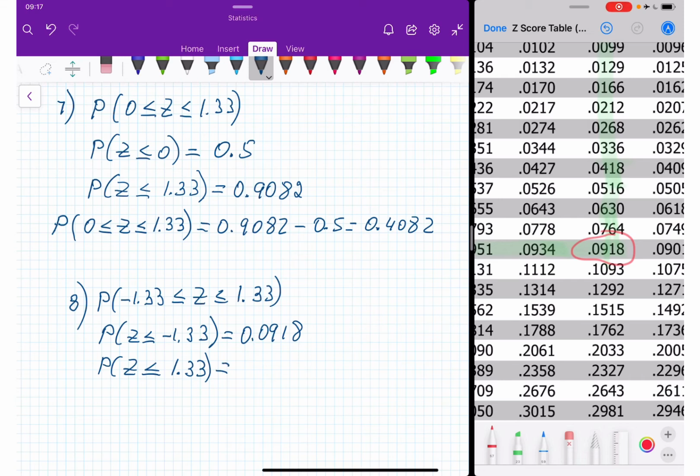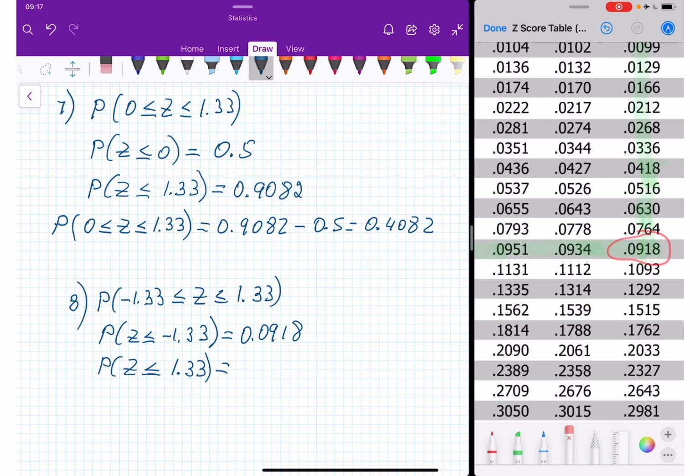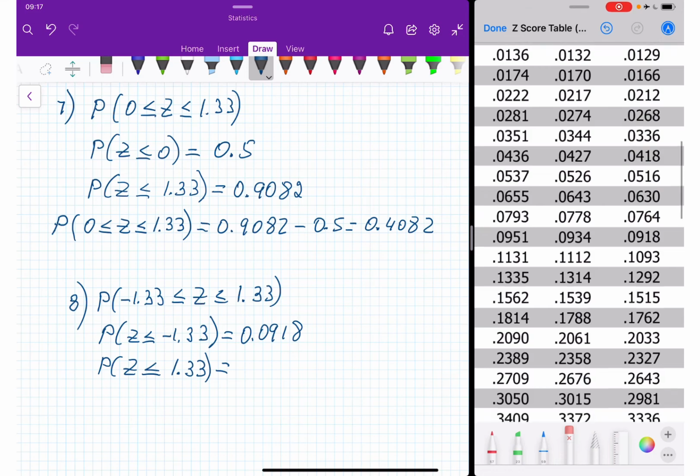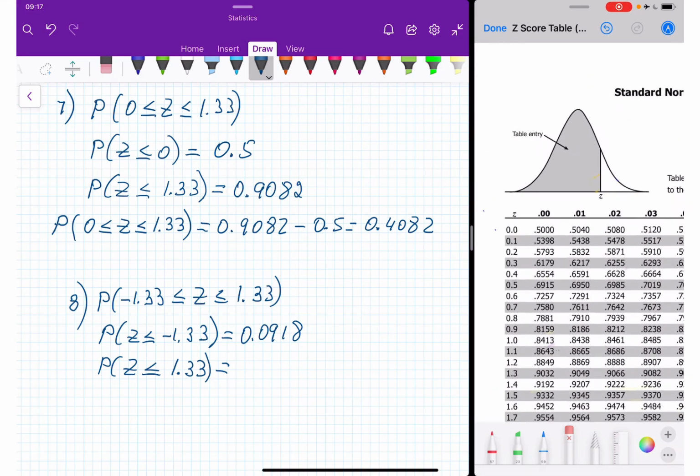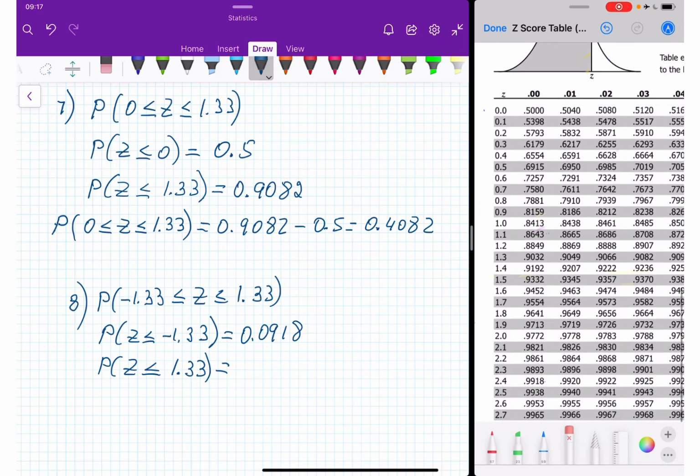That is equal, we're going to do positive 1.33. 3 and 3.